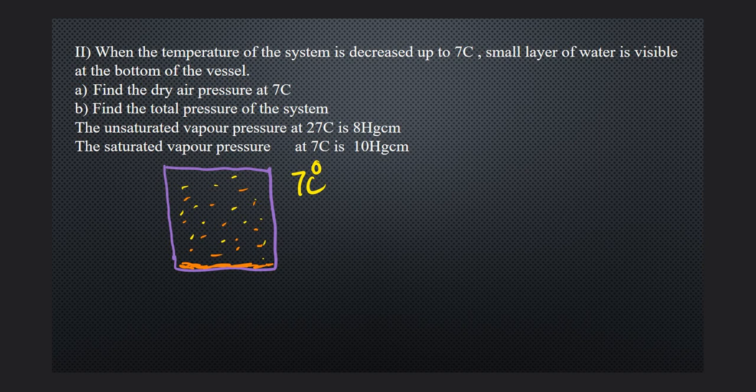Moving into the second part of the question, when the temperature of the system is decreased to 7 degrees Celsius, a small layer of water is visible at the bottom of the vessel. Find the dry air pressure at 7 degrees Celsius and find the total pressure of the system.